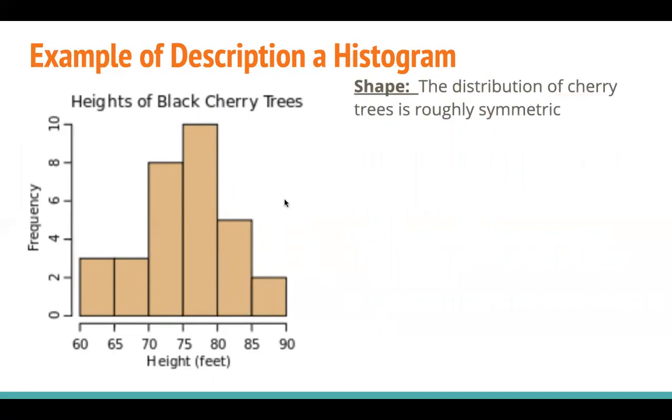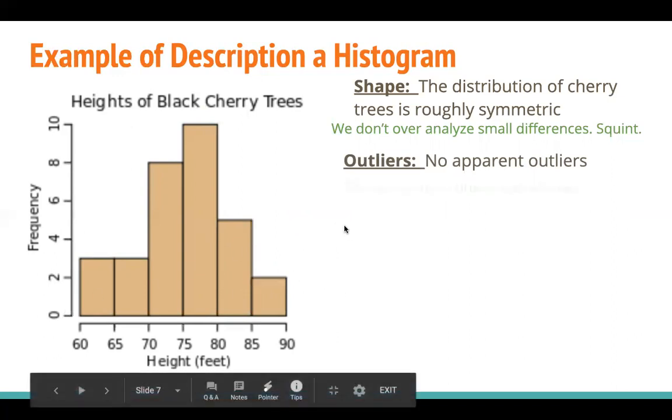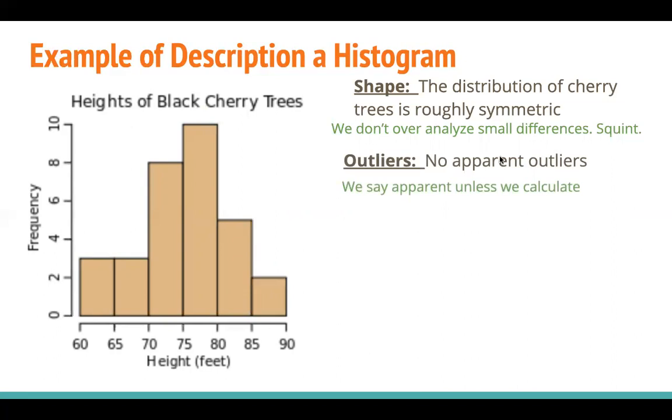All right, let's look at an example description of a histogram. Here, the distribution of cherry trees is roughly symmetric. And it's not exactly symmetric. It's better to just not overanalyze the small differences that happen because variation is expected in samples. You kind of look at it with squinted eyes and approximate the shape, not exact. I don't see any outliers. There's no cherry trees that are way off, like super tall or super short. And we would say apparent unless I calculate.